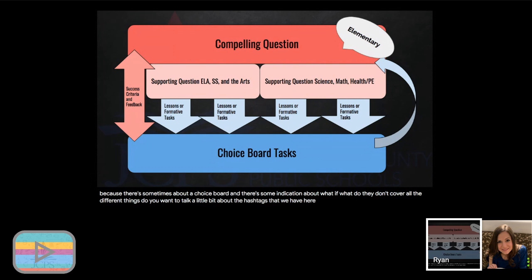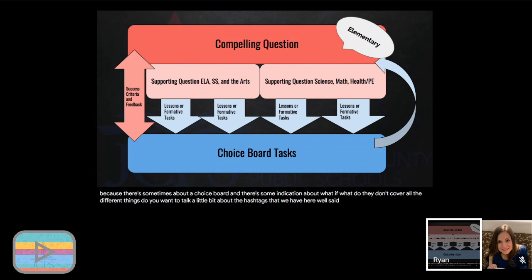Sometimes our standards don't talk to each other, and they weren't designed to in some ways. But if we can come together around these relevant big ideas, these compelling questions that kids care about, it gives all disciplines an entry point, and it creates a more coherent experience for students.